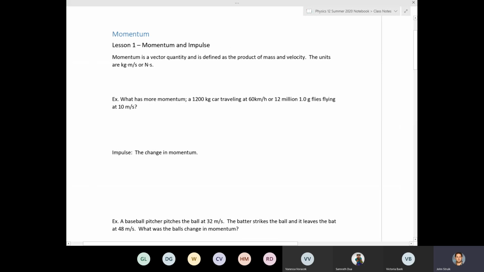Okay, so this is something different. We haven't done momentum yet. This is something you definitely did not do in Physics 11, I hope.